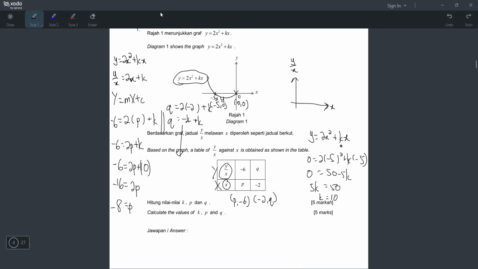Same here, let's continue this one here. It will be q equals, this line will be like this. So it will be negative 4 plus k, which is 10. I did the working here already. So now it becomes 6. So they want you to calculate the values of k, p, and q. So you just write down all of it. K is 10, p is negative 8, and then q is 6. So yeah, this is how you do it.